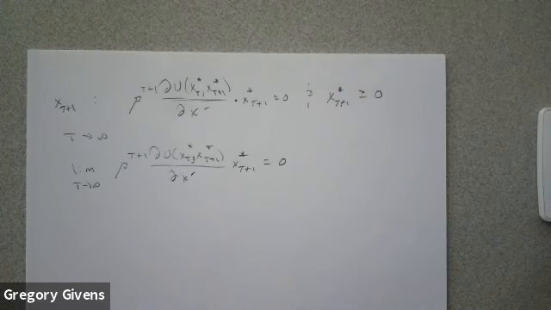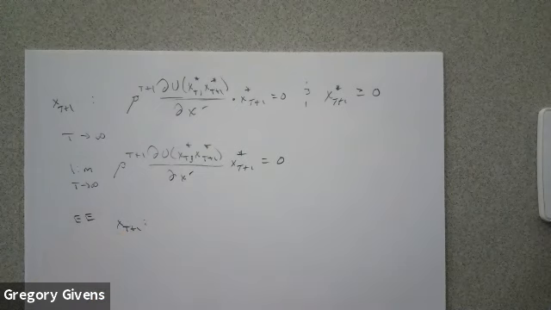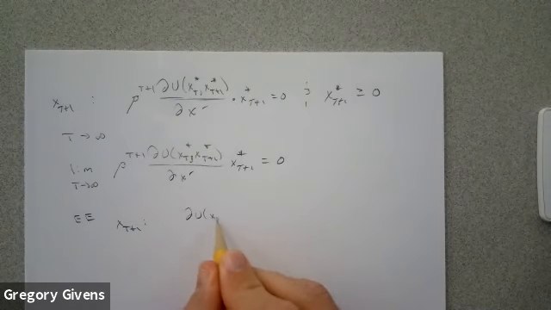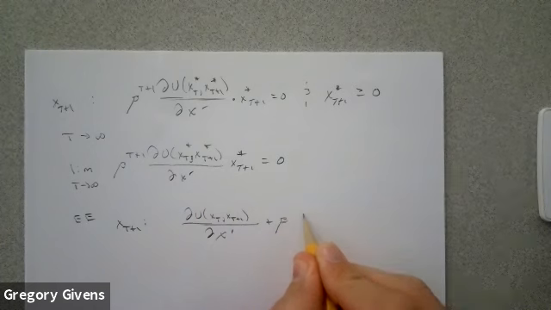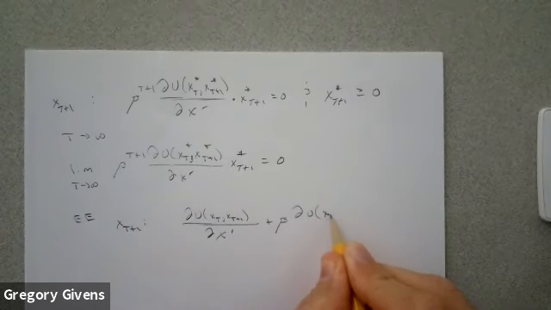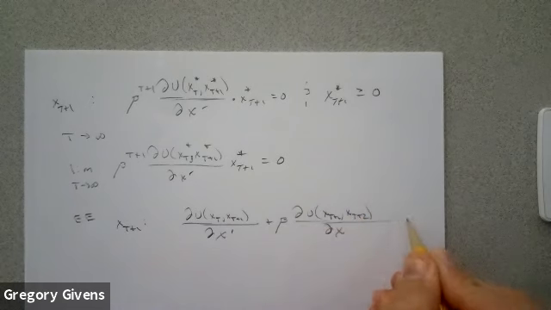Now, as T gets really big, what would the Euler equation look like? So imagine instead of stopping time at the end of T, we stop time at some number way bigger than T. The first order condition with respect to capital T plus 1 would look like the following: partial of u of x T, x T plus 1 with respect to the second argument, plus beta times the partial of u of x T plus 1, x T plus 2 with respect to the first argument, is equal to 0.